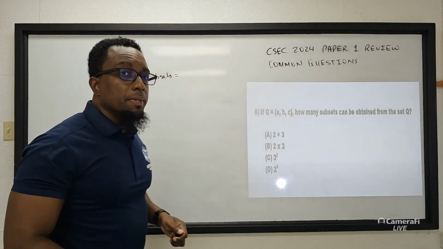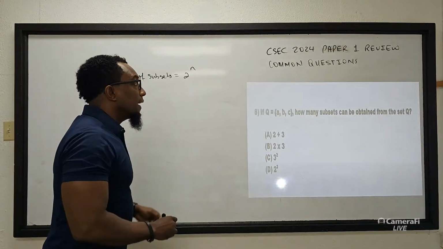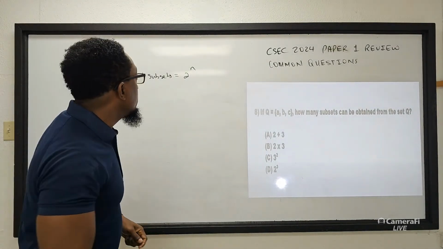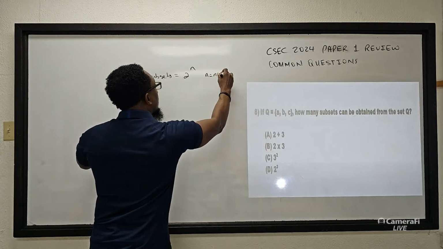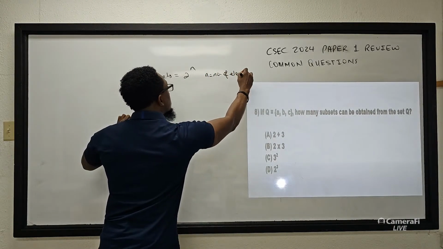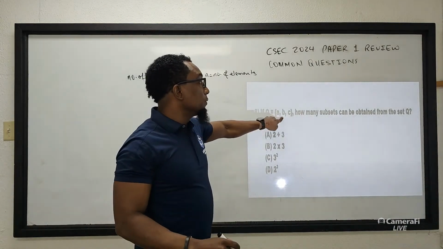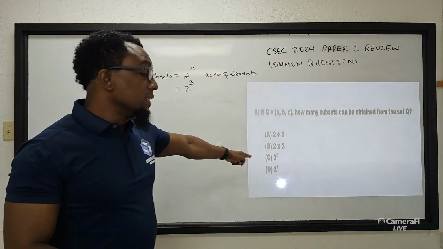can be found by simply using the formula 2 to the power of n. And n there will be the number of elements. Good? So n is the number of elements. And how many elements we have in this set? 1, 2, 3. So that's 2 to the power of 3, yeah, which is D.